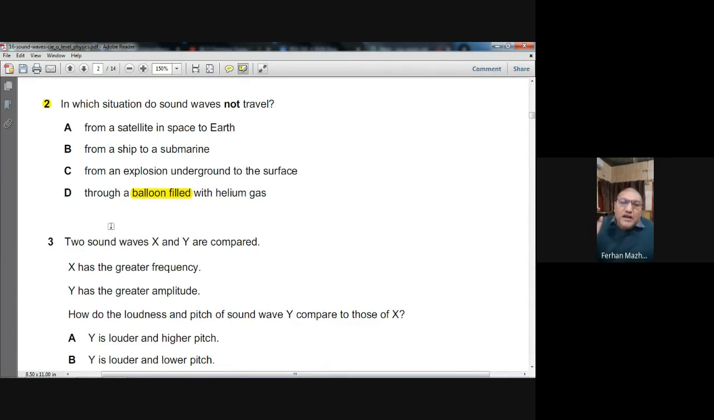You see, sound waves are mechanical waves, they are longitudinal waves. They require a medium to travel, so if there is no medium, they cannot travel. From a satellite in space to Earth, they cannot travel because in space there is a vacuum. So what is the choice? A is the right answer, sir. So A is the right answer.